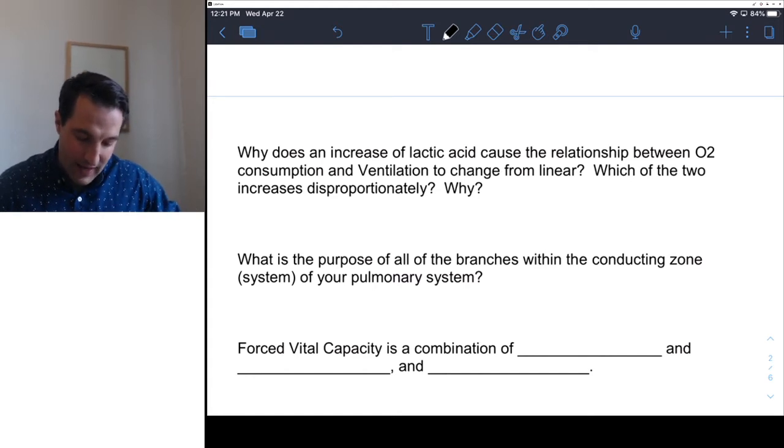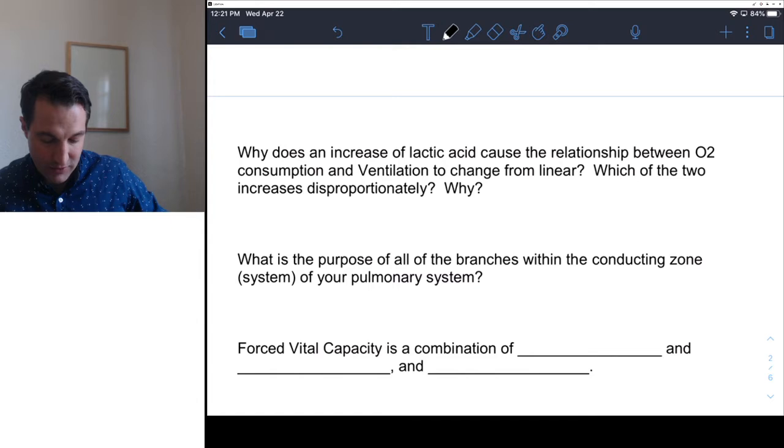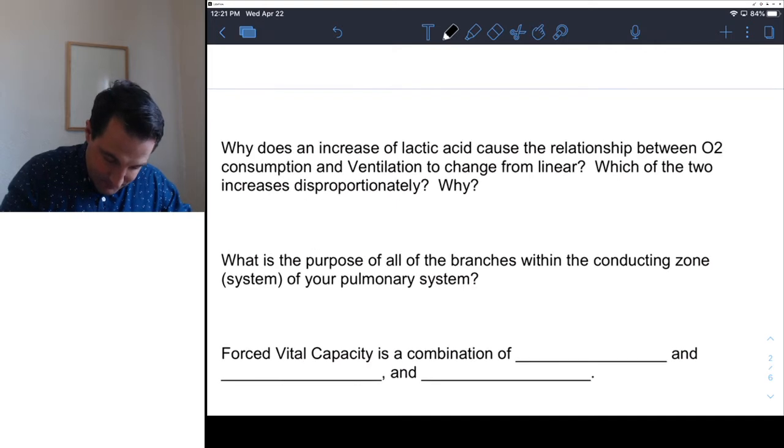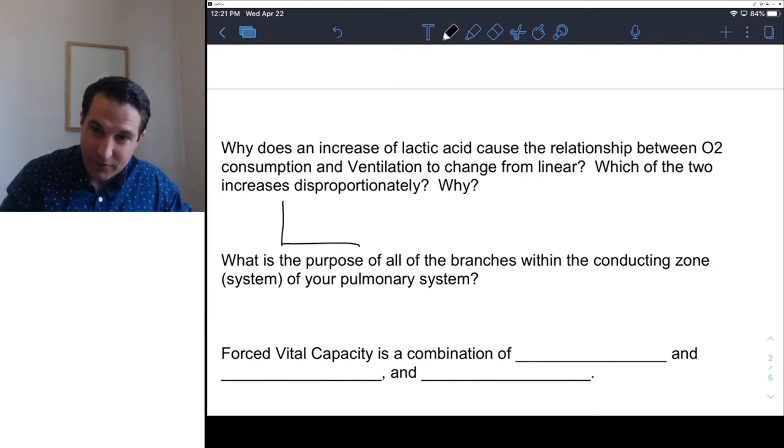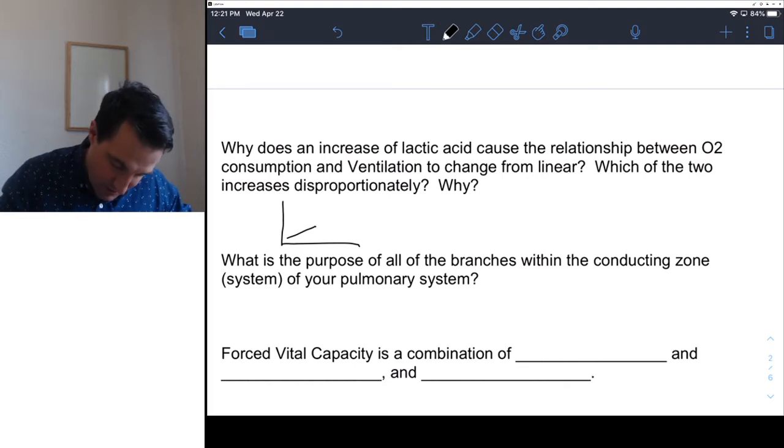Okay, first one. Why does an increase of lactic acid cause the relationship between oxygen consumption and ventilation to change from linear? Which of those 2 increases disproportionately? So remember, we have our figure right here. As we are going along, there's our oxygen consumption and ventilation. Here's our O2 consumption, here's our ventilation. And then at certain points we get a break, and then we get another break right there.